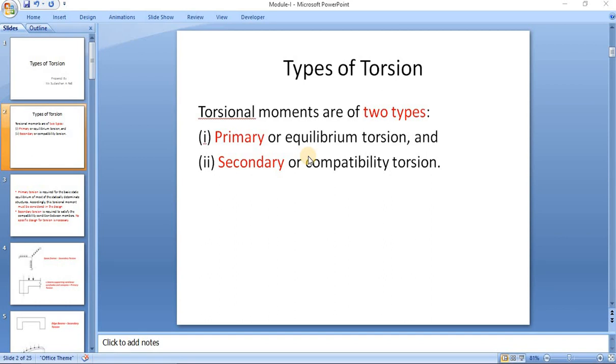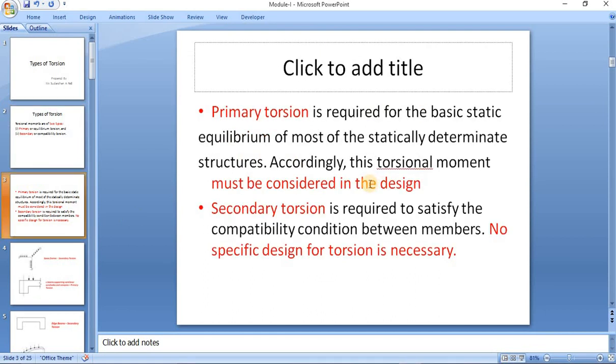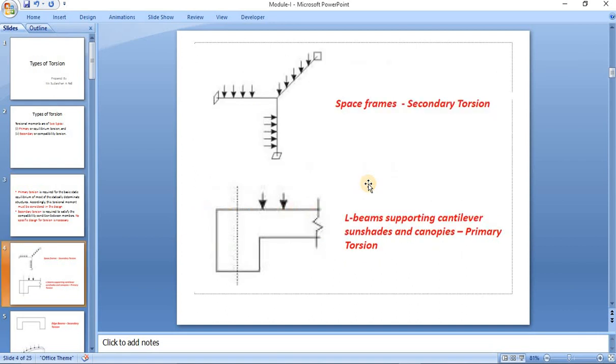So this is the DCS2 tutorial, lecture number 4. In previous sessions we have studied the types of torsion. There are two types of torsion, primary and secondary torsion. Further, which torsion is to be considered for the design? Primary torsion is to be considered for the design. Secondary torsion, if it is present in a member, we can neglect it for the design.